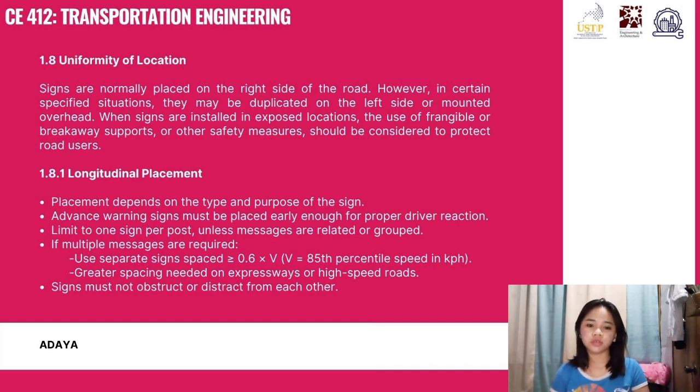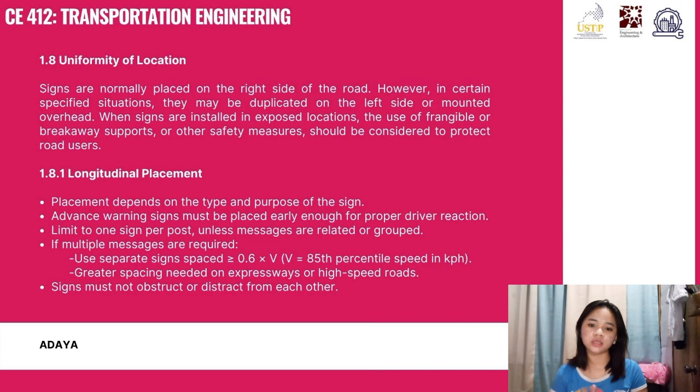So, in uniformity of locations, signs are mostly located or placed on the right side of the road. But there are some situations where they can be placed on the left side or mounted overhead. And with safety supports used in exposed areas, we can protect the road users.